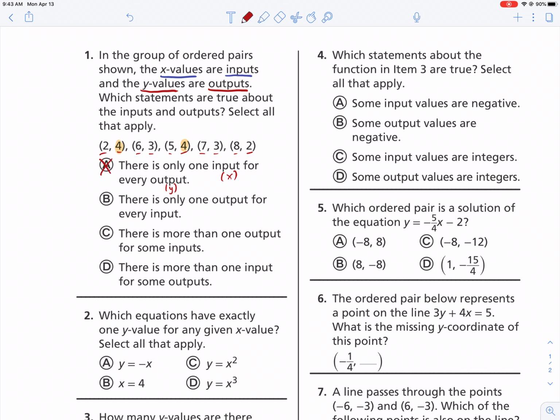If we look at B, it says that there's only one output for every input. And as we saw up above, every time we plug something in for our x, we only got one output. Now some of them are the same, but we only get one. So our first option we're going to select is going to be B.